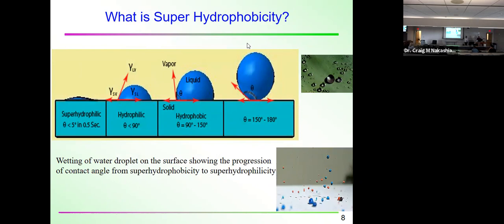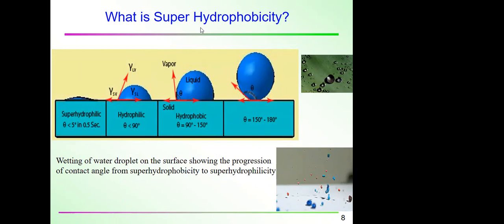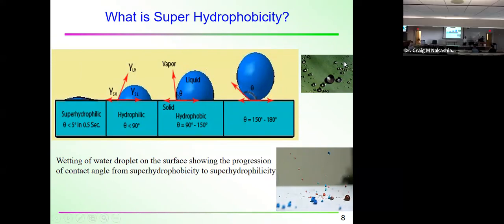The surface has some free energy. It is not its chemical structure, right? It has some free energy. If the energy is high, its hydrophobicity is low. And we define this by measuring the water contact angle. The theta here is the water contact angle. If the water contact angle is less than 5 degrees, then you call it a super hydrophilic surface. On the other side, if the water contact angle theta is between 150 and 180 degrees, we call it a super hydrophobic surface. Super hydrophilic and super hydrophobic.